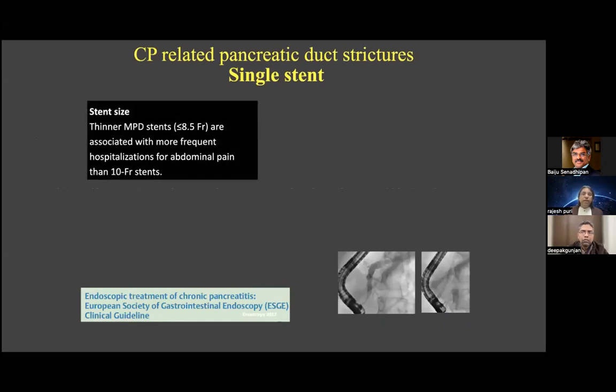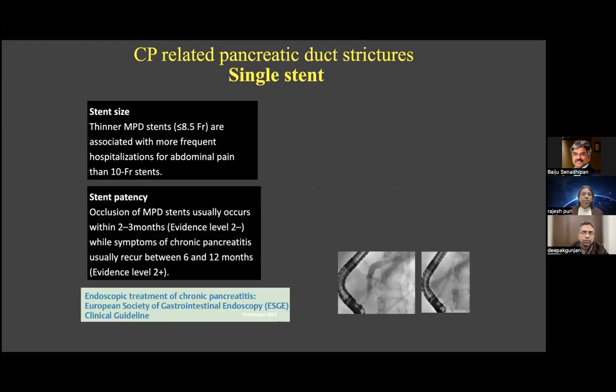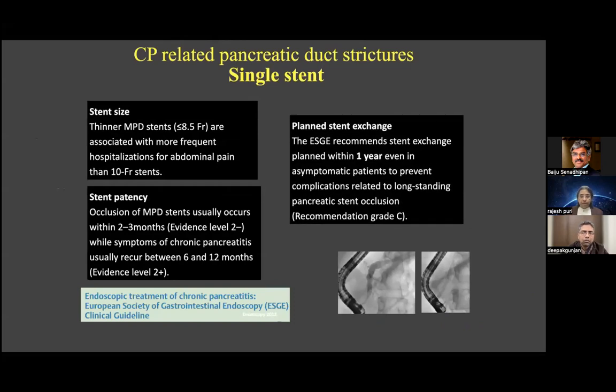If you use a thinner stent, less than 8.5 French, these patients are admitted more frequently to the hospital because of blockage of the stent. So the ESGE recommends a stent exchange plan within 1 year, even if the patient is asymptomatic. You start with the 7 French, 8.5 French, and the 10 French, depending upon the ductal diameter, the stricture, and the ease of putting the stent.